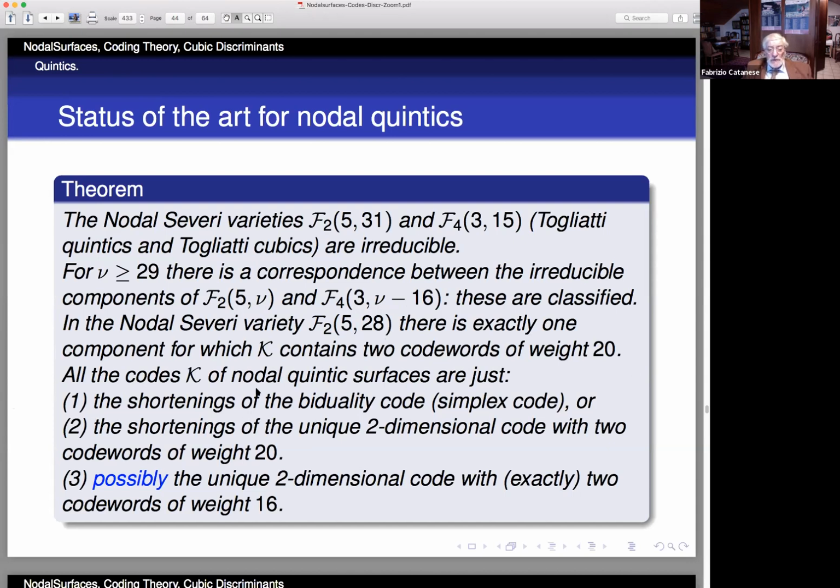And all the codes of nodal quintic surfaces are just shortenings of the simplex code, or the shortenings of the unique two-dimensional code with two code words of weight 20. This corresponds to the prime case found together with Verra, and there is only one gap. Can we have the unique two-dimensional code with exactly two code words of weight 16 and one of weight 10? So the classification is not yet complete. There is a case missing.